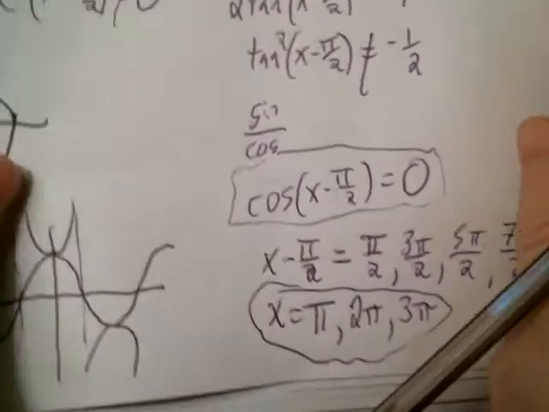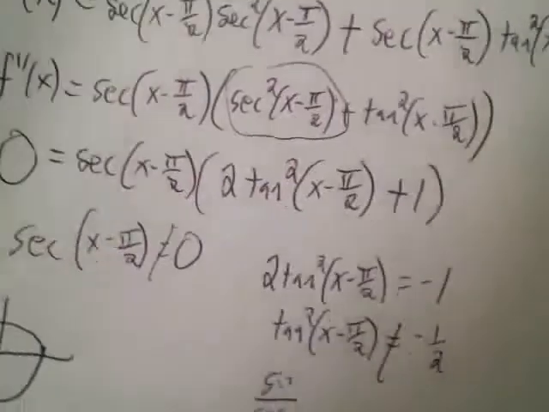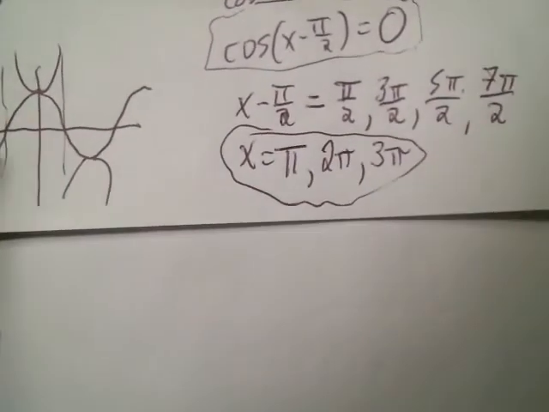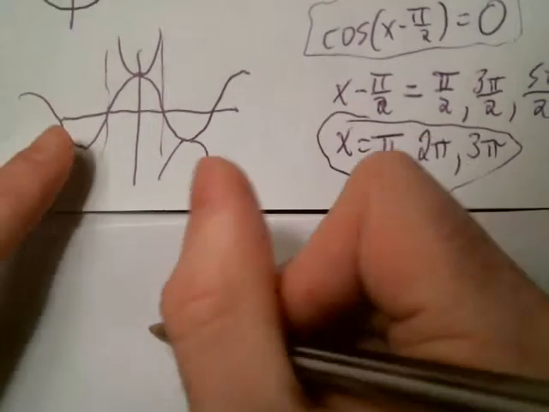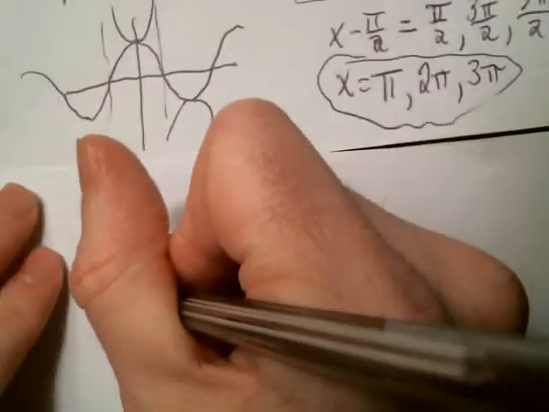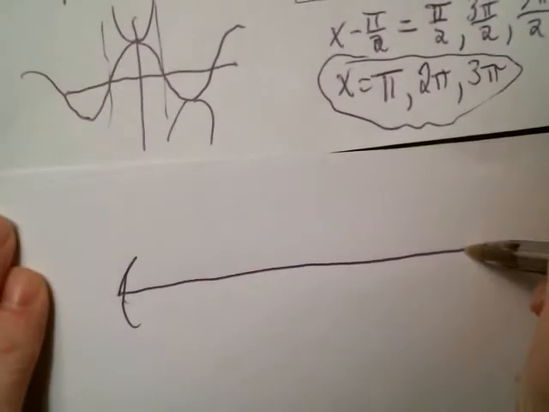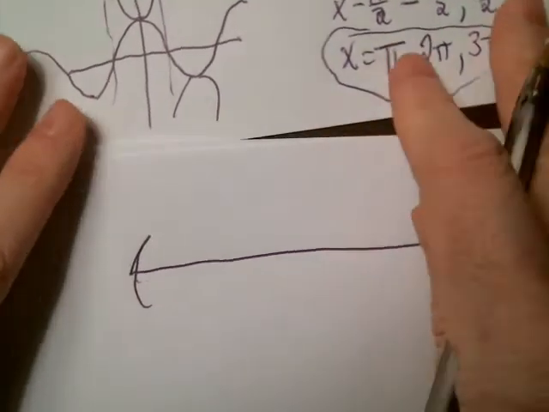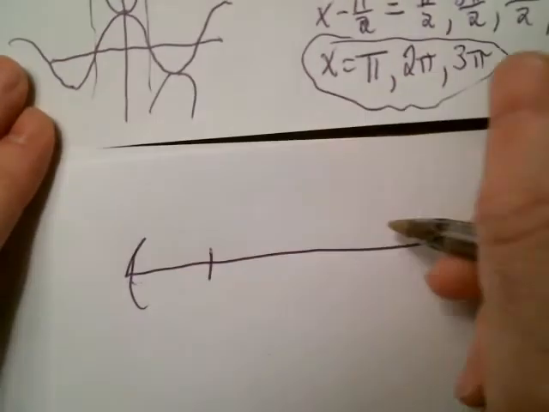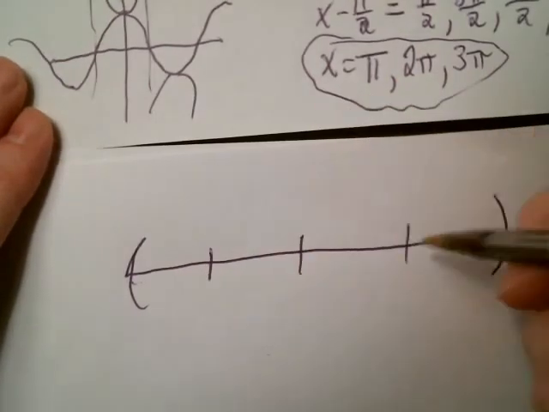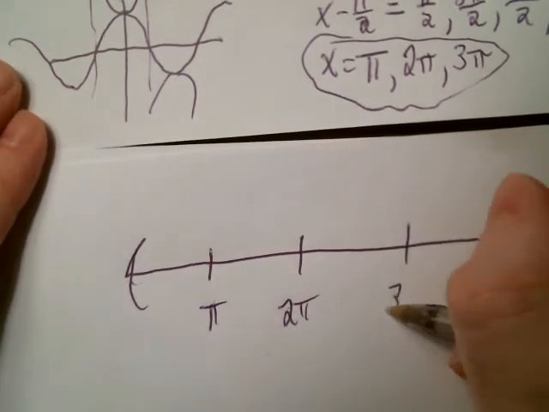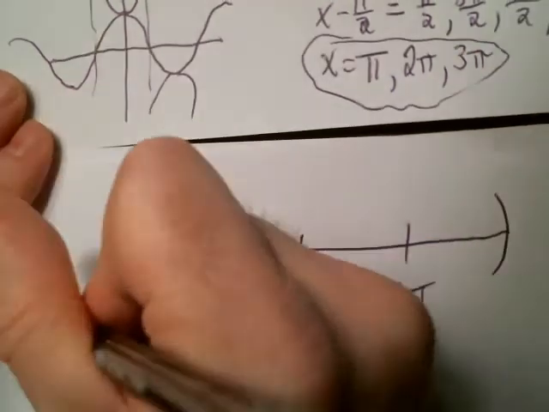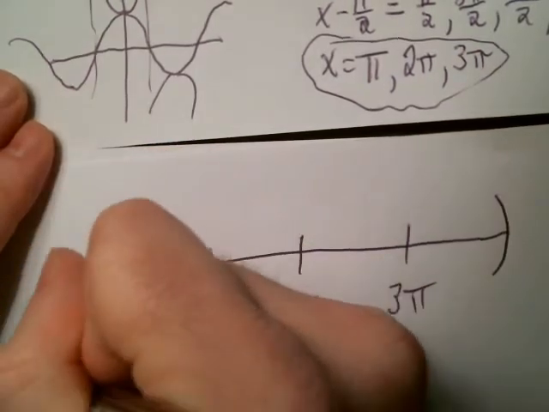Right? And they won't be traditional inflection points because the original function's not defined there. So you're going to have undefined places, but you still have to check them when you go to your number line, because your function can change concavity over an undefined place. So what do we have? Pi, 2 pi, and then 3 pi, and then we want our test values, signs, and conclusions.